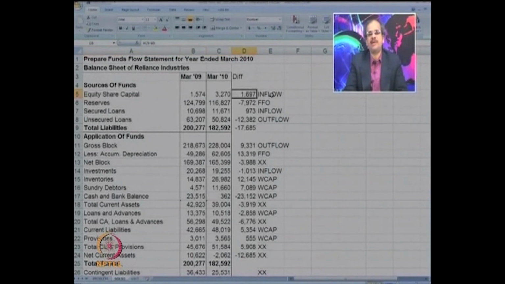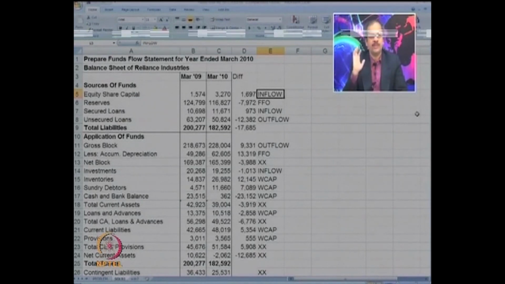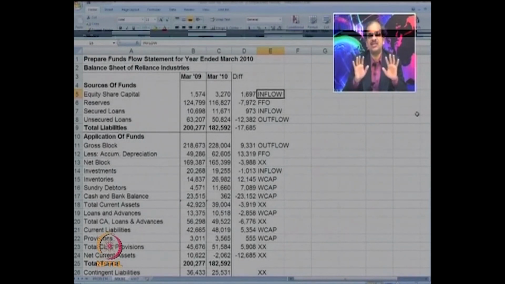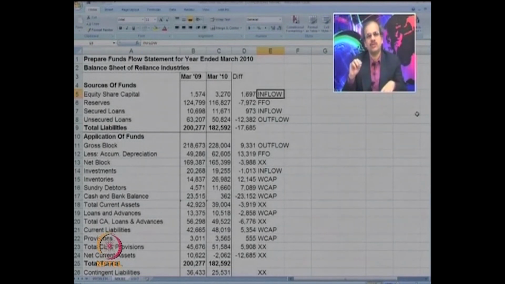So equity share capital, you can see there is an increase in the equity capital that represents inflow. Why does it represent inflow? Anyone can tell? So what happens is the capital has increased, so probably it has come by issue of shares for cash, so it is an inflow. Of course, there is a possibility that it might have also been because of bonus shares. In that case, it is not an inflow, but right now no such information is provided to us, so we will take it as an inflow. Next is reserves.